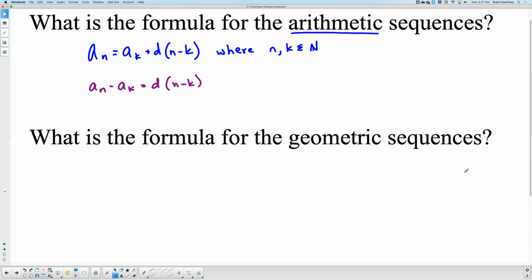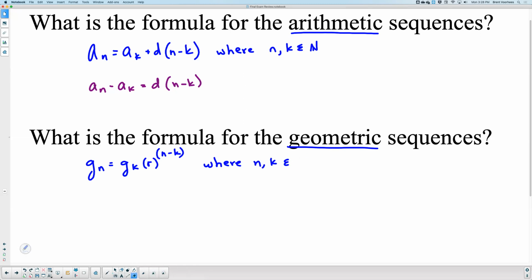Now, when we talked about geometric sequences, what changed is we could use the letter a, but I'm going to use a g for geometric. So the nth term of a geometric sequence is equal to g_k. It starts the same exact way, but instead of adding, we're now multiplying. I'll multiply by the value of r, and I'll raise that r to the power of n minus k. So notice the formulas are almost exactly the same, except arithmetic adds, geometric multiplies, and once again, n and k are natural numbers.